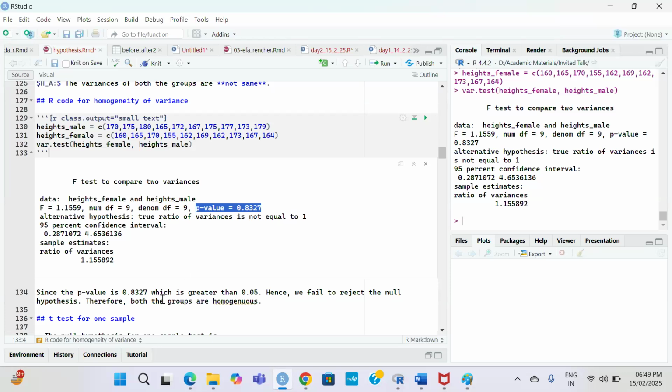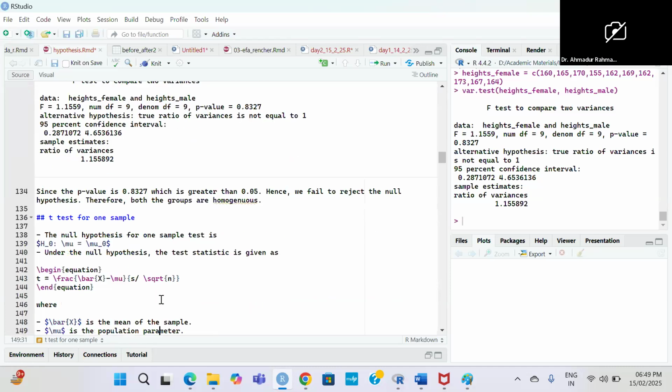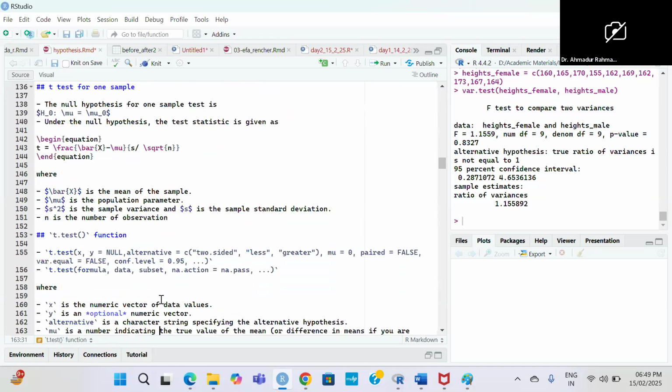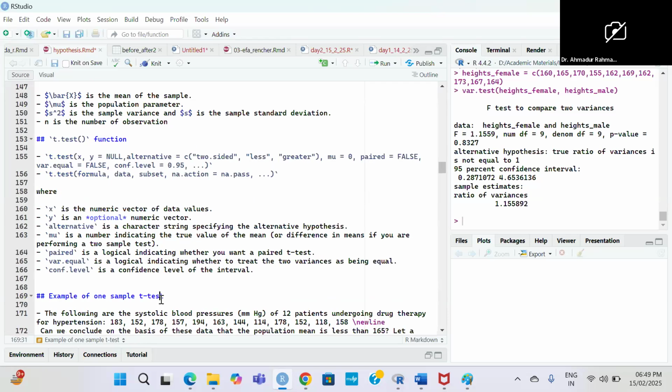After this, we will use the t-test for one sample. And for the t-test for one sample, the function is t.test. See here.